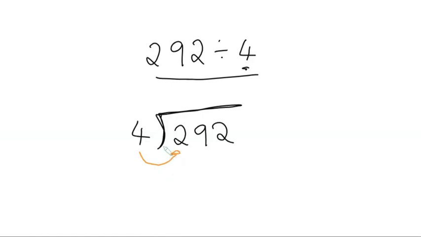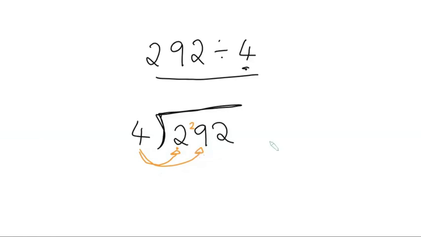Now, we know that 4 cannot go into 2 because this 2 is smaller than 4. So it serves as a remainder, and we pop it over here. And this number now becomes 29, because this 2 serves as a tens. It's in the tens column. So the question now is, how many times does 4 go into 29?